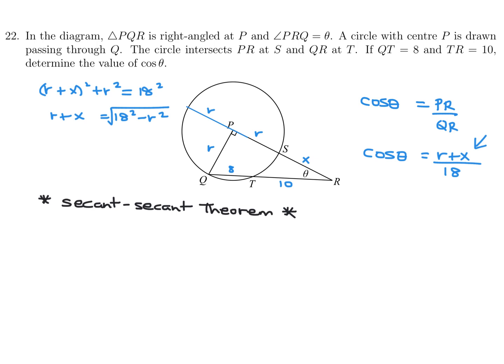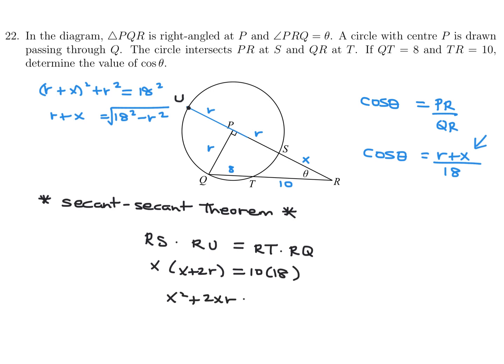And when you apply it, you do so as follows. It would be that RS times RU, where U is this point at the very end, is equal to RT times RQ. So that is the secant theorem applied to this question. And subbing in our values, we get x times (x plus 2r), then we have 10 and 18. So that means that x squared plus 2xr is 180.